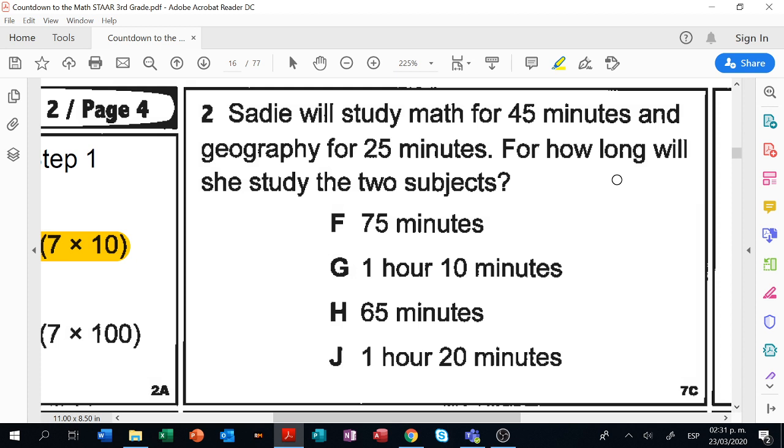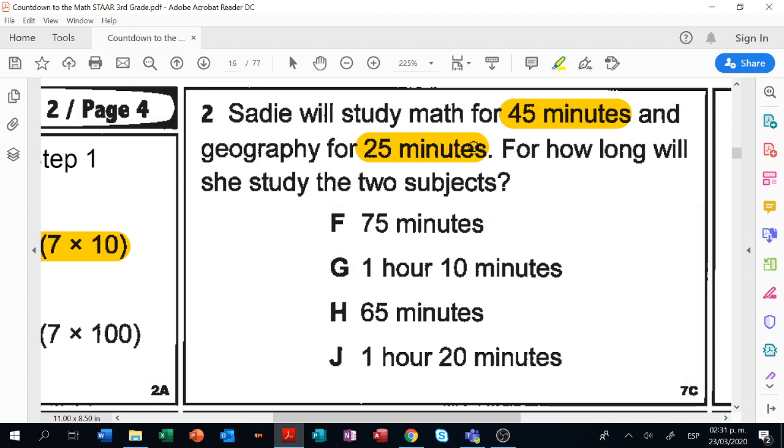Okay. It says, Sadie will study math for 45 minutes and geography for 25 minutes. For how long will she study the two subjects? Well, if you know what to do right now, amigos, first thing I'm going to circle, underline, or highlight my important information that is part of my strategies. 45 minutes and 25 minutes for geography right there.